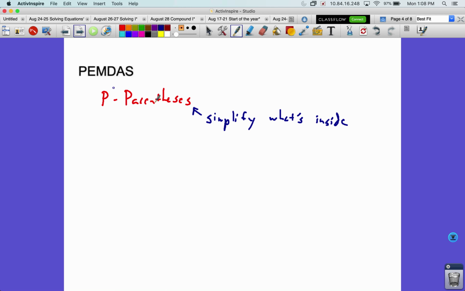All right, if what is inside the parentheses is totally simplified, we can't combine the numbers in any way, or if it's just a single number, then we can get rid of the parentheses. We just drop them.